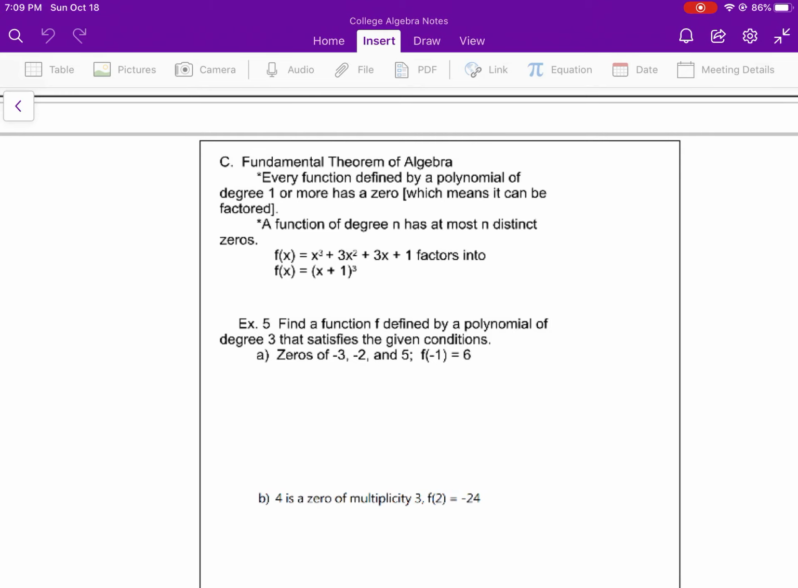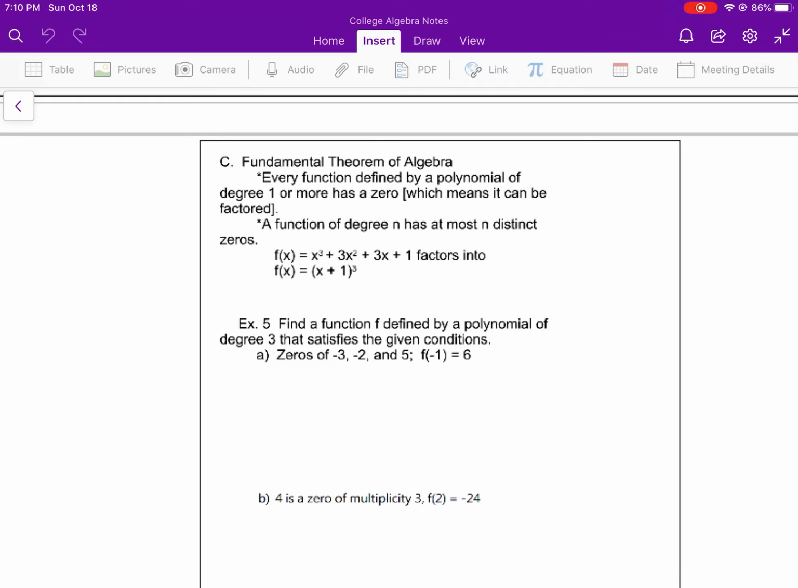College Algebra. This is the last part of Lesson 3.3's notes. So we're going to start with Part C, which is the fundamental theorem of algebra. It says every function defined by a polynomial of degree 1 or more has a zero. Basically, this means it can be factored.